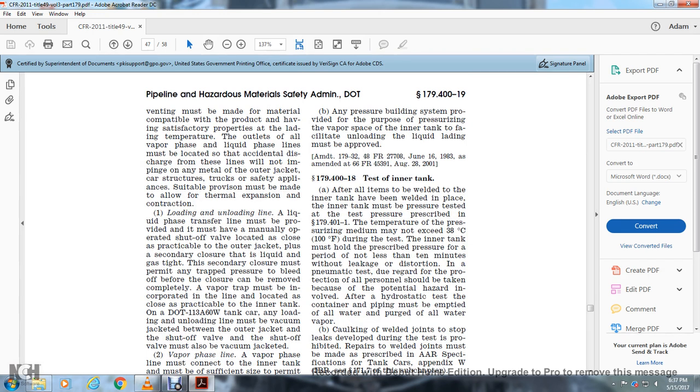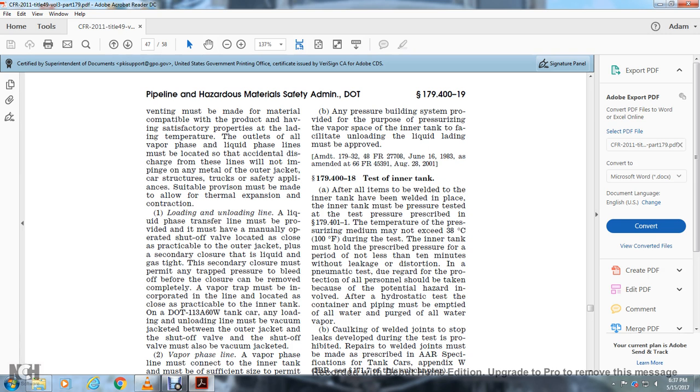After the items welded with the inner tank have been welded in place, the inner tank must be pressure tested. Test pressure prescribed in 179-411 with the temperature of the pressurizing medium may not exceed 38 degrees Celsius or 100 degrees Fahrenheit during the pressure test of the inner tank of the weld. The prescribed pressure must be held for a period of not less than 10 minutes without leakage or distortion.